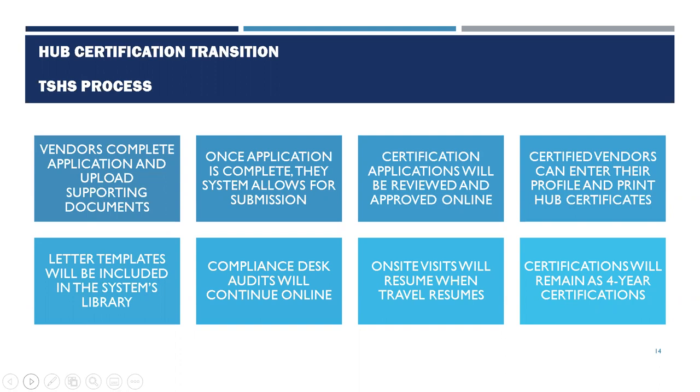Once the application is complete, and let me explain what complete means for us. Complete for us means that every section of the application that requires a supporting document, once all of the supporting documents are included, then the application is complete. And then the statewide HUB program will receive a notice through the system that says the application record is complete and we can now review it.